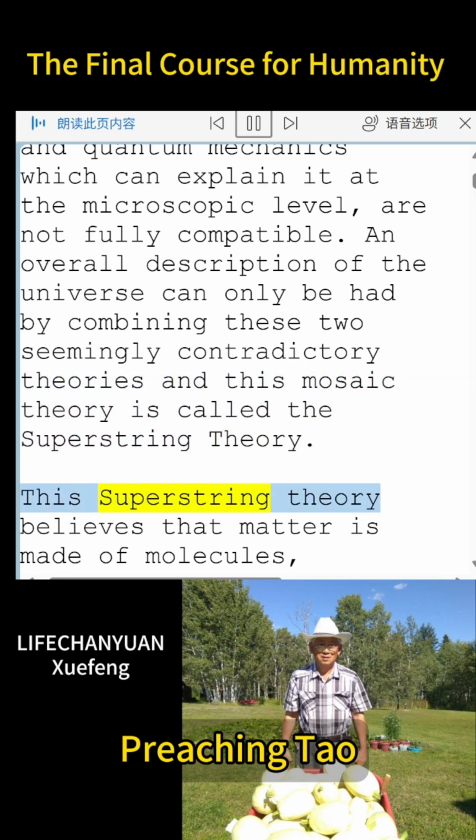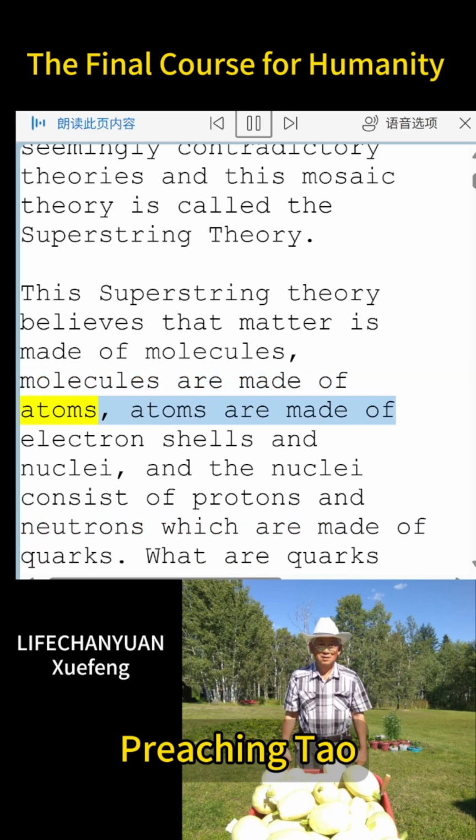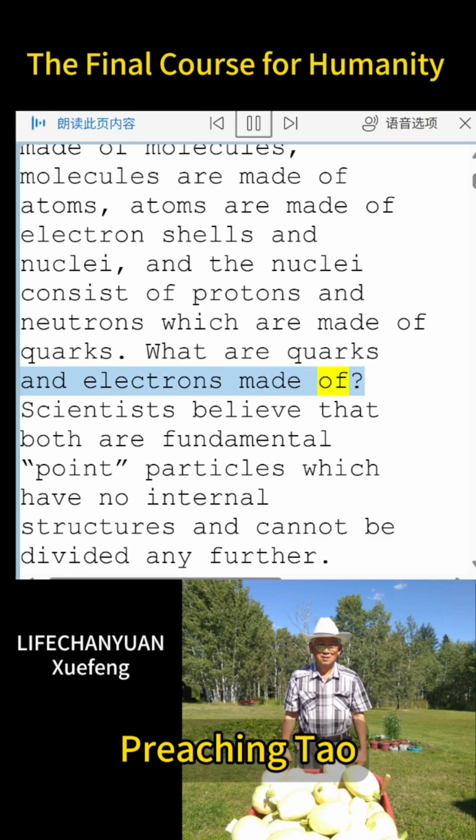This superstring theory believes that matter is made of molecules, molecules are made of atoms, atoms are made of electron shells and nuclei, and the nuclei consist of protons and neutrons, which are made of quarks. What are quarks and electrons made of? Scientists believe that both are fundamental, point particles which have no internal structures and cannot be divided any further.